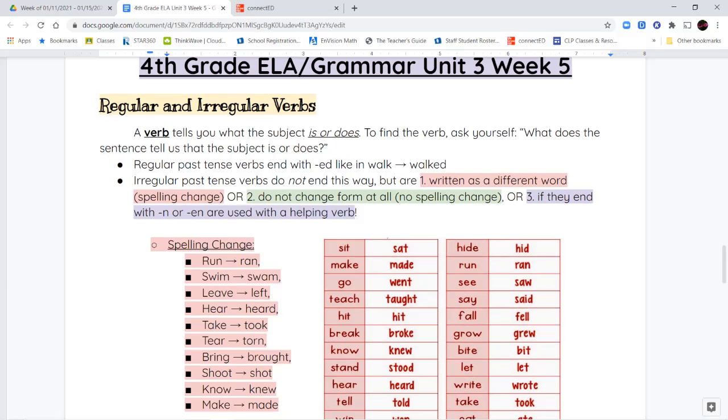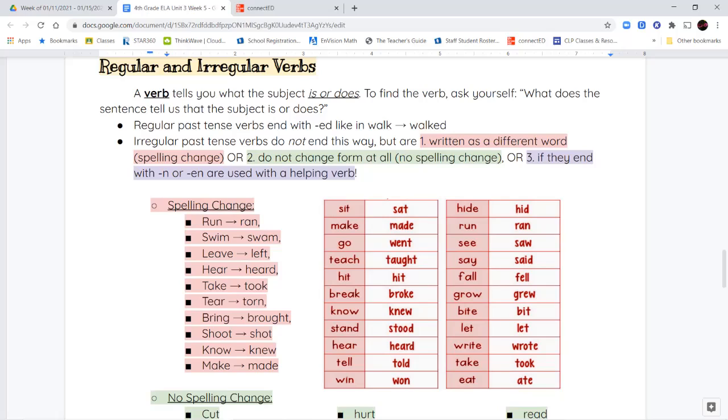Regular past tense verbs end with ed, like the word walked, right? Walk becomes walked. Irregular past tense verbs do not end this way, but they're written three different ways, and I color-coded them so you can see the difference. The first way is it can be written as a different word. So run becomes ran, leave becomes left, take becomes took, and so on. The second way is that the word does not change form at all. There's no spelling change. And the third way is if it's written with an N or EN at the end, while also using a helping verb before it. So it's helping verb plus your regular verb with an N or an EN at the end.